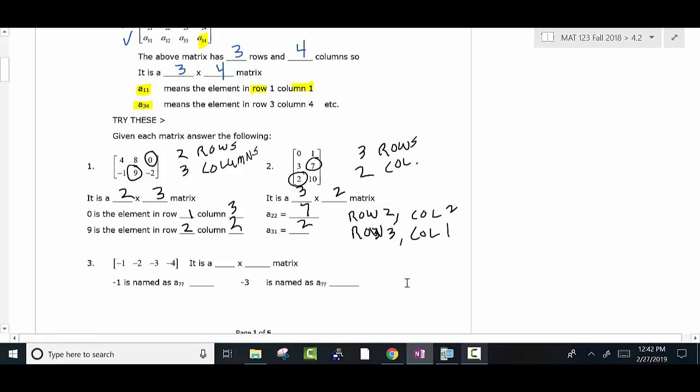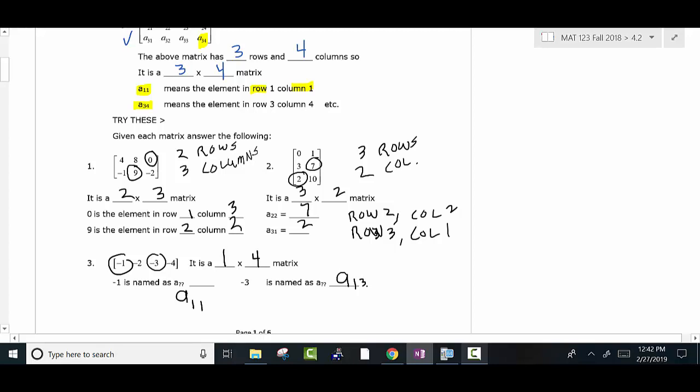What do you think the size of this matrix would be? 1 by 4, right. It's got 1 row and it's got 4 columns, so that is a 1 by 4 matrix. You would name this like this. The -1, you would say it's in row 1, column 1. So that -1 is A11. The -3 would be row 1, column 3.